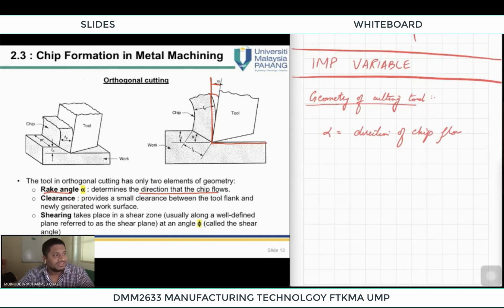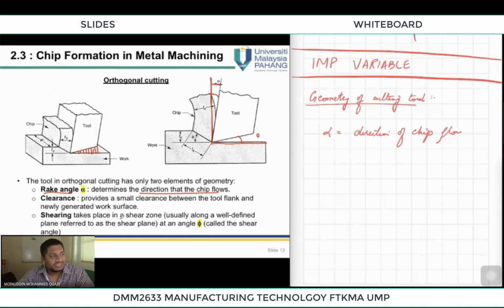Then we have the clearance angle. The angle between the flank and the workpiece is called the clearance angle. The clearance angle basically provides small clearance between the tool flank and the newly generated work surface. So this is the newly generated work surface, the freshly cut material. This part has been cut already.